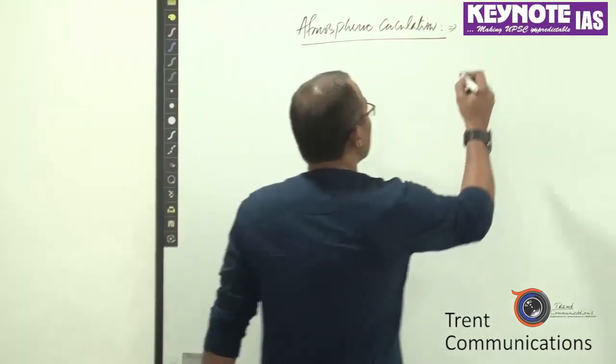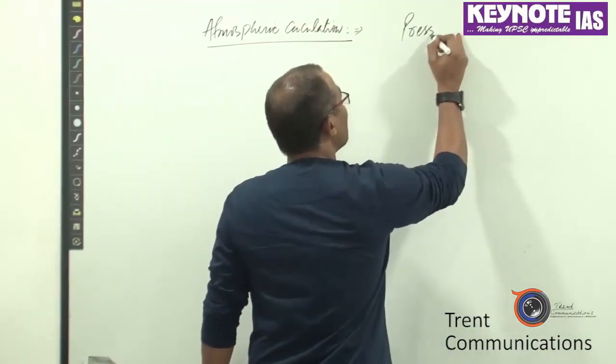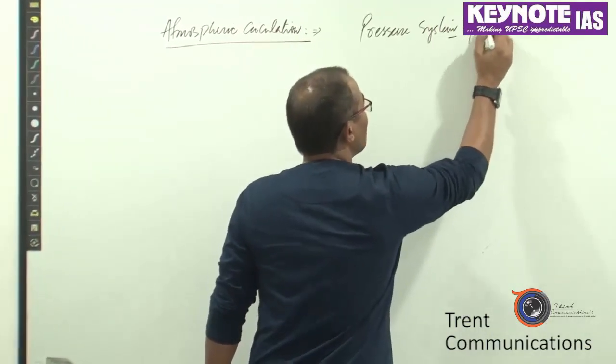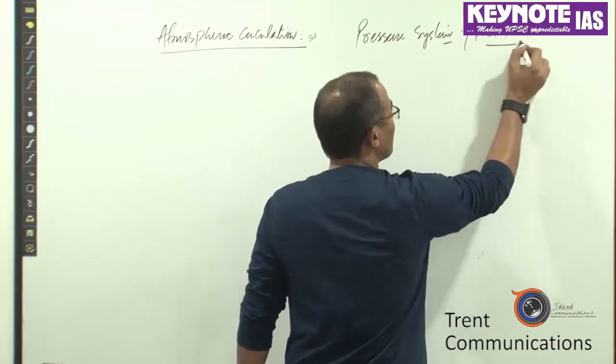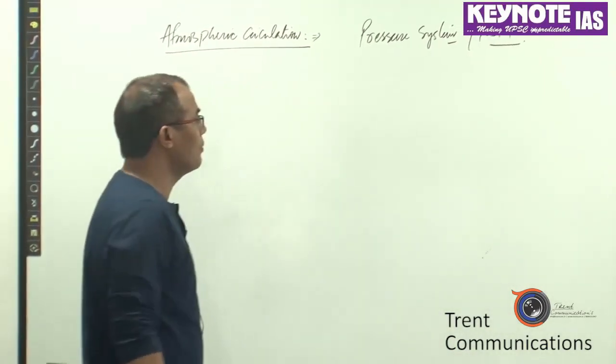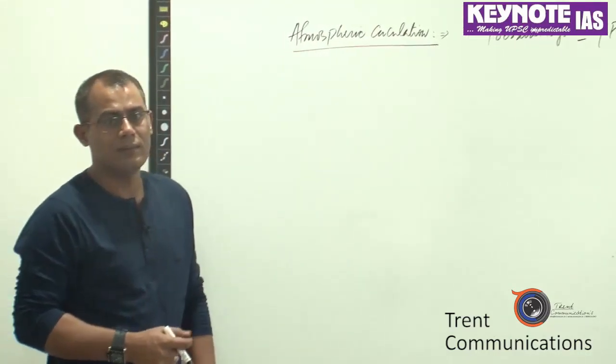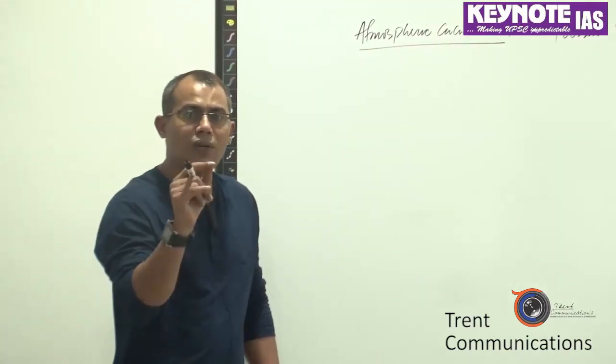Atmospheric circulation is basically affected by pressure system, pressure gradient force. Now all of you have talked only about wind. None of you have talked about air current. The moment atmospheric circulation is there, it's a combination of wind and air current.